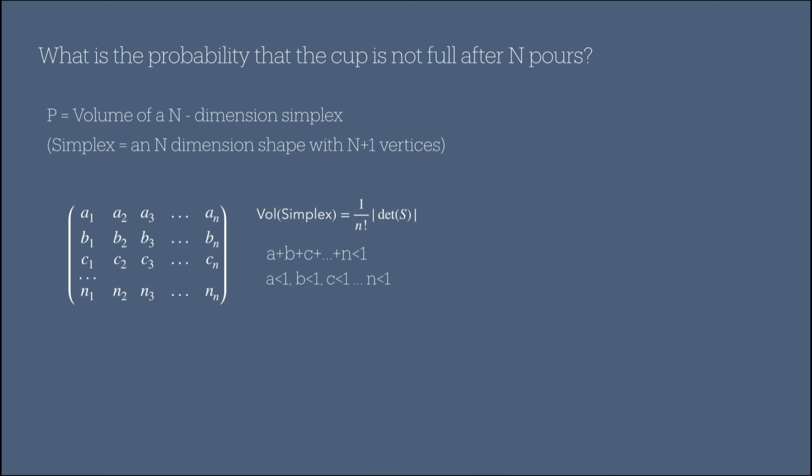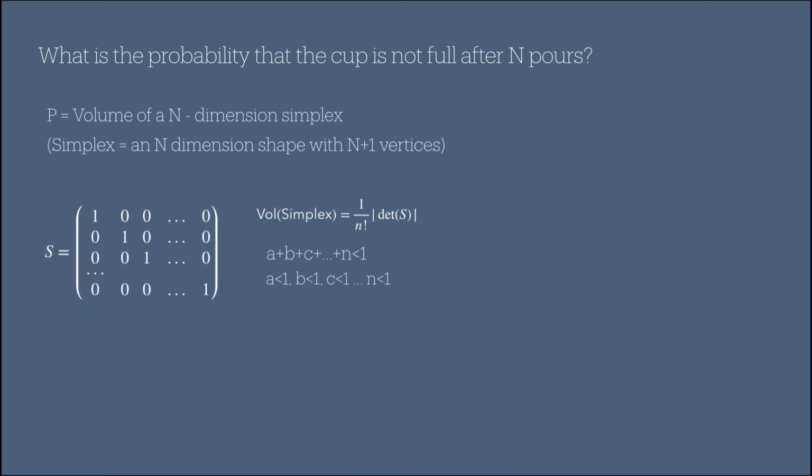variable. The first vertex occurs when all other variables are 0 and the first is 1, so it can be represented by 1 followed by n minus 1 zeros. The second vertex occurs when the second variable is 1 and all others are 0. By collecting all these values, we form the matrix S. The determinant of this matrix is straightforward, as it contains many zeros. We only need to consider the diagonal values, which equal 1 raised to the power of n. Substituting this into the simplex volume formula, we find the volume to be 1/n factorial.